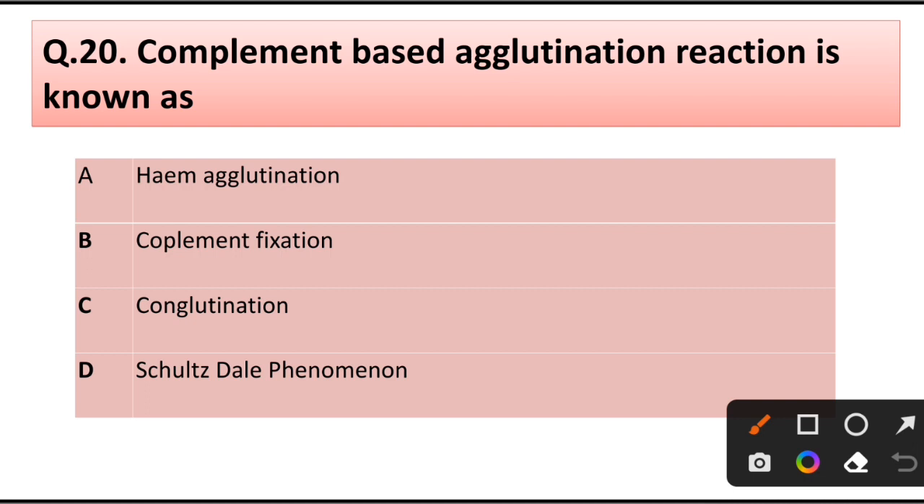Question number 20. Complement-based agglutination reaction is known as hemagglutination, complement fixation, coagglutination, Schultz-Dale phenomenon. Correct answer is option A. Hemagglutination.